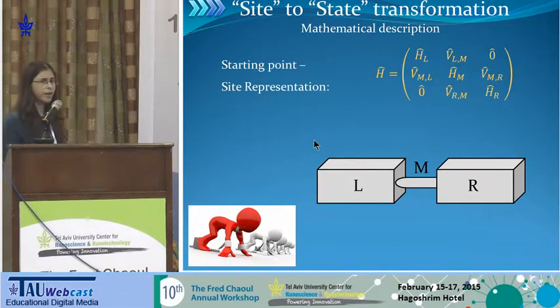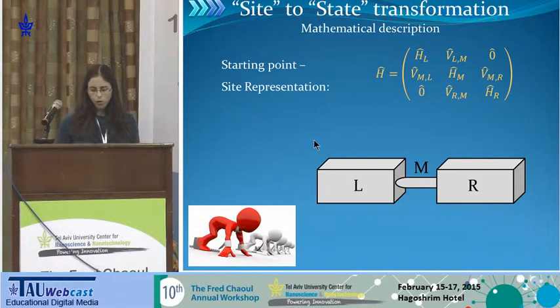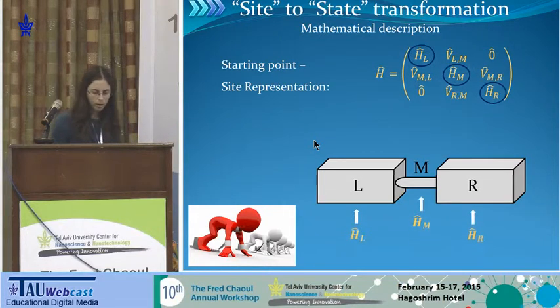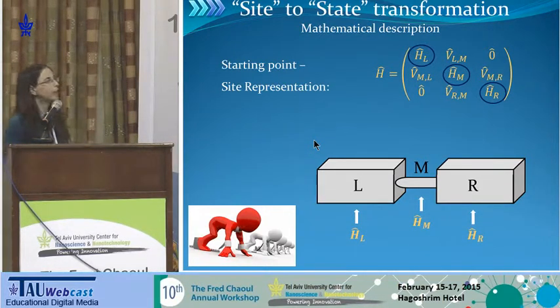Our starting point is the site representation, and we are building the Hamiltonian for this atomistic picture. Looking at the Hamiltonian, we can see we have the diagonal elements, H_L, H_M, and H_R, which represent the different parts.